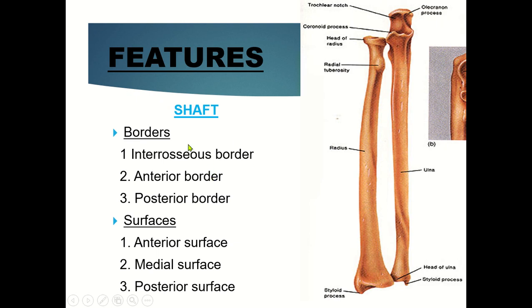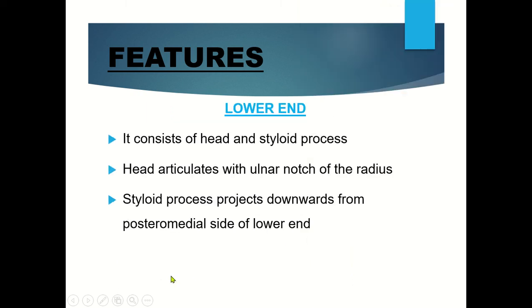The shaft consists of three borders and three surfaces. The borders are the interosseous border, anterior border, and posterior border. The surfaces are the anterior surface, medial surface, and posterior surface. The lower end consists of the head and styloid process. The head articulates with the ulnar notch of the radius, and the styloid process projects downward from the posteromedial surface of the lower end.